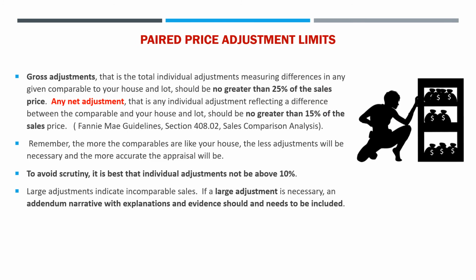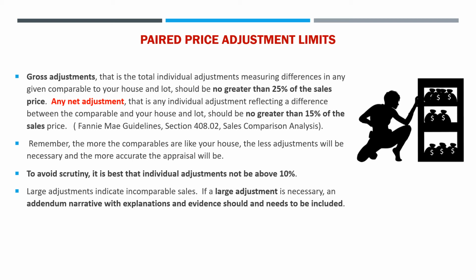So the limits for adjustments are with gross adjustments, that is the total individual adjustments measured differences in any comparable to your house or lot should be no greater than 25% of the sales price. Now, any net adjustments, that is, any individual adjustments reflecting a difference between the comparable and your subject property or your house and lot should be no greater than 15% of the sales price. Again, that's according to Fannie Mae guidelines.